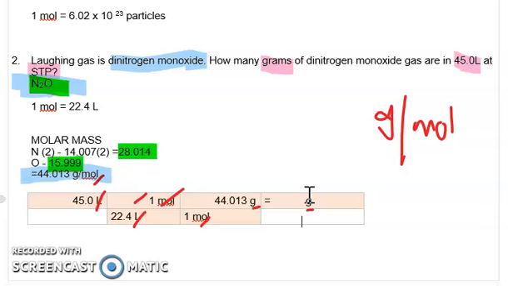So I'm going to multiply 45 times 44.013. I am doing that because those numbers are next to each other. And I'm going to divide all of that by this number at the bottom, 22.4. And that is equal to, drum roll, 88.42 grams. And that is that. So, always cross out the units that you don't need in your final answer, and then you're going to just do the math. Multiply if they're next to each other, divide if there is something at the bottom.